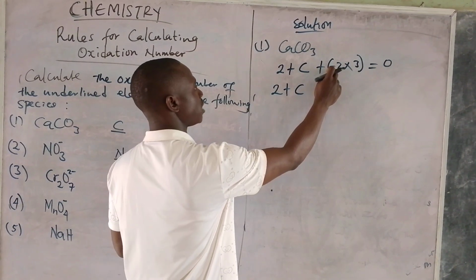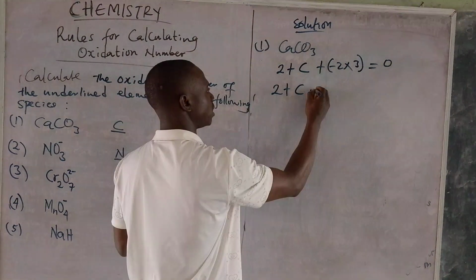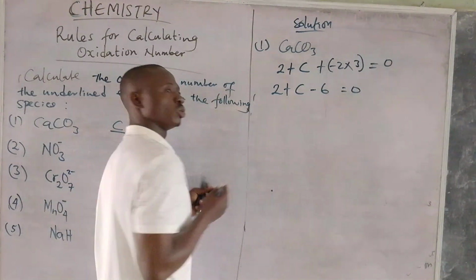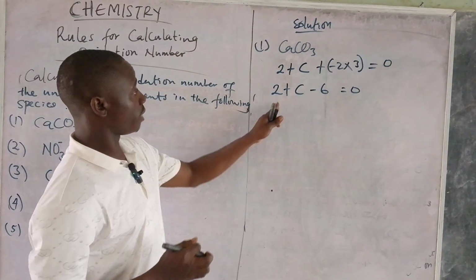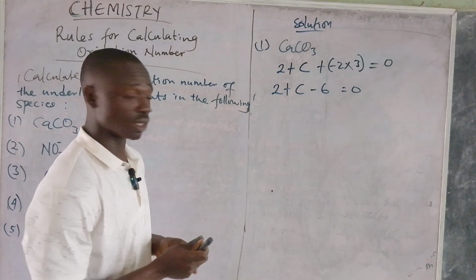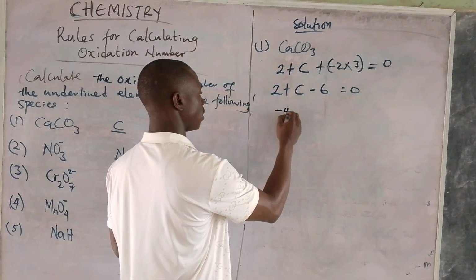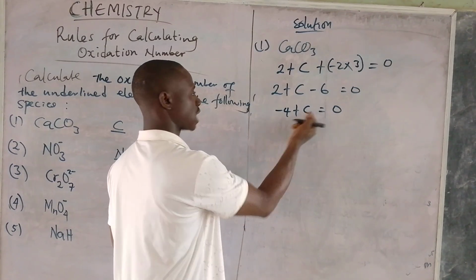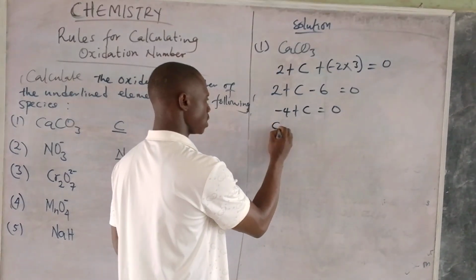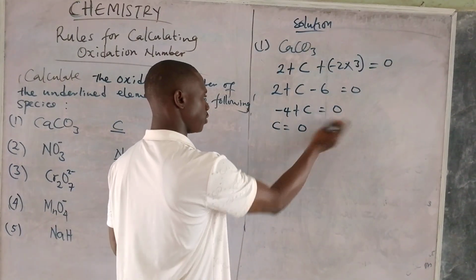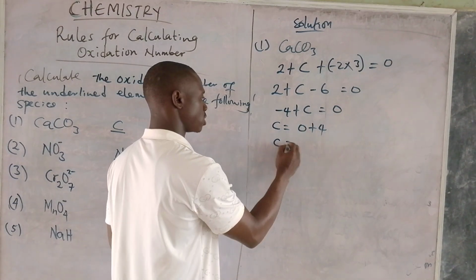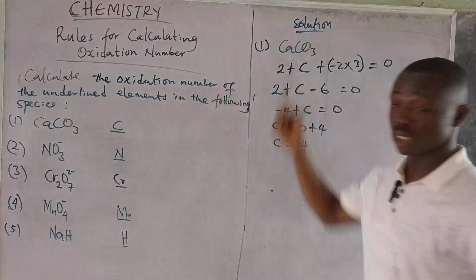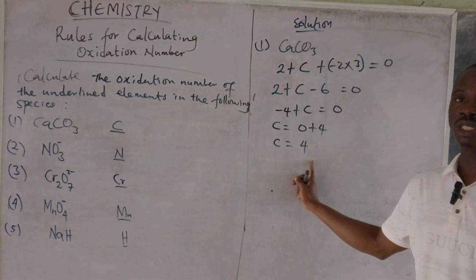Plus C, then -2 times 3 will give us -6. All right, everything equals 0. So we have to collect like terms, simplify. We have 2 minus 6 to give -4. So this is going to be -4 plus carbon equals 0. Then make carbon the subject of the formula. Carbon will be equal to 0, and carry 4 here, we have +4, and then carbon is going to be equal to 4. So meaning the oxidation state of carbon in this compound is +4.